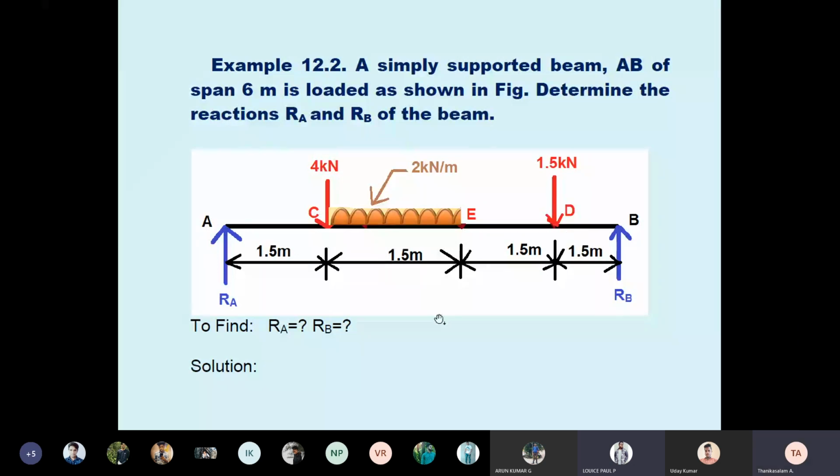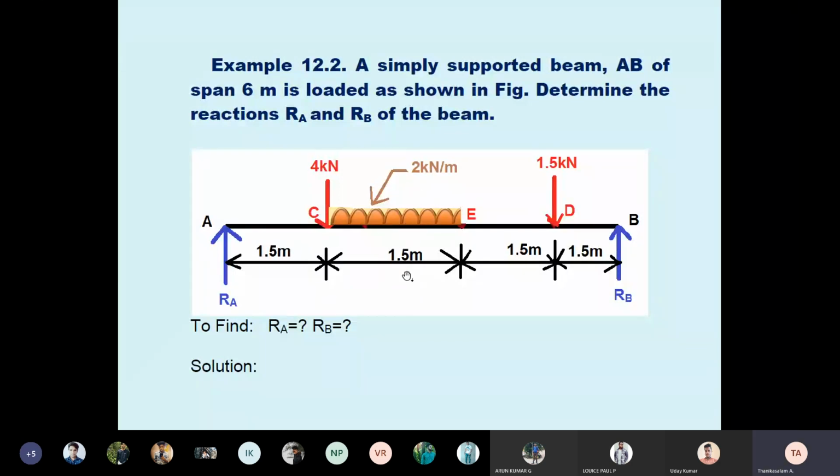Okay. See here, additionally, from C to E a UDL is acting. Students, I told you, when a UDL is acting, consider the rectangular area. Considering the rectangular area means converting it to a point load. How do you convert to a point load? Length into height. What is the length? 1.5 meters, up to CE. So 1.5 into 2. What is the value? 1.5 meter into 2 kilonewton per meter. So meter cancels. So 1.5 into 2, 3 kilonewton. Understand?